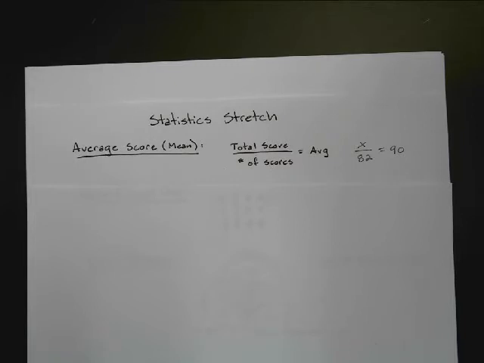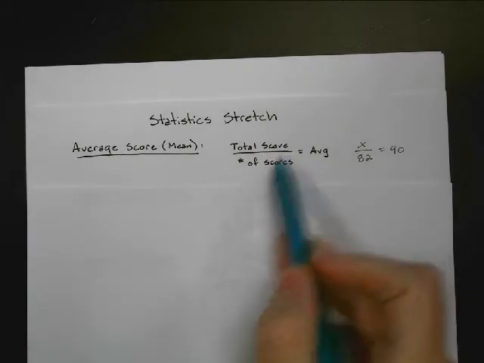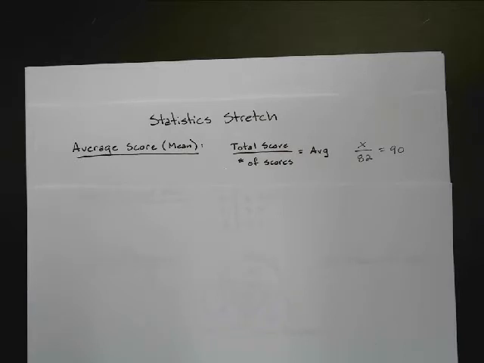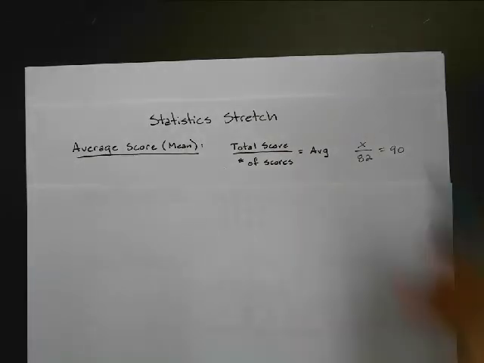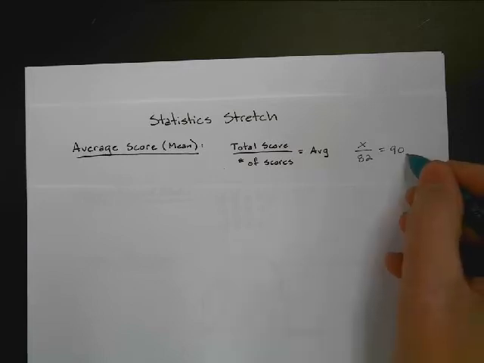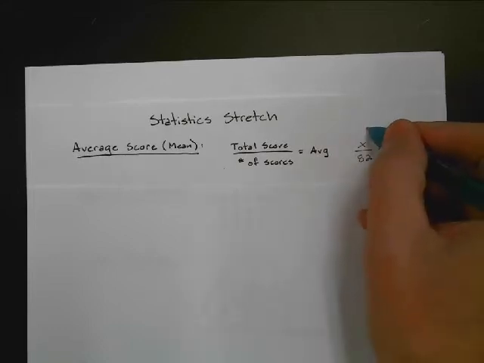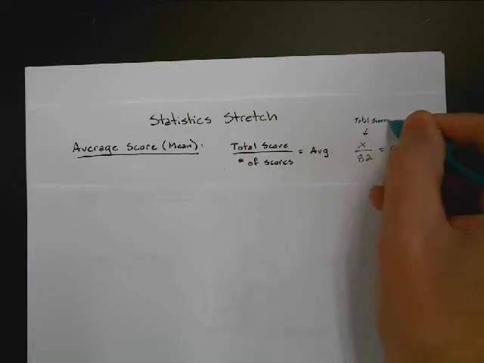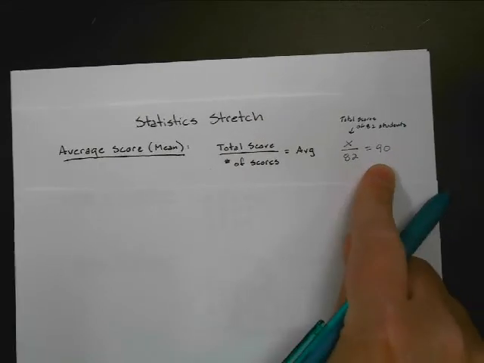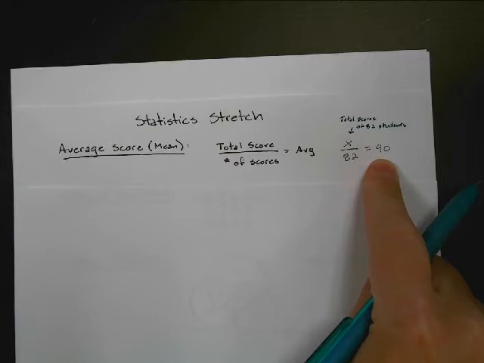So what we have for an average score is the total of all the scores divided by the number of scores, and that's going to equal our average score. So let's say that we had 82 people taking a test, and their average score was 90. So X would be the total scores of the 82 people. Let's call them students. And let's say that their average score was 90 for all these students.